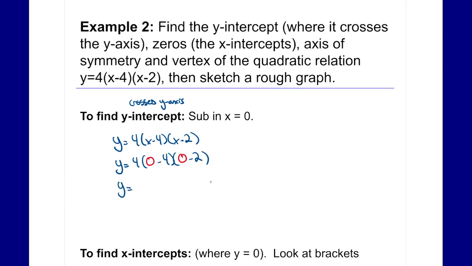Now I can just go through and calculate. So 4 times negative 4 times negative 2, because 0 minus 4 is negative 4, and 0 minus 2 is negative 2. So 4 times negative 4 is negative 16, times negative 2 is positive 32. So therefore, my y-intercept is the point (0, 32). The x value is 0. The y value that we got using this equation was 32.